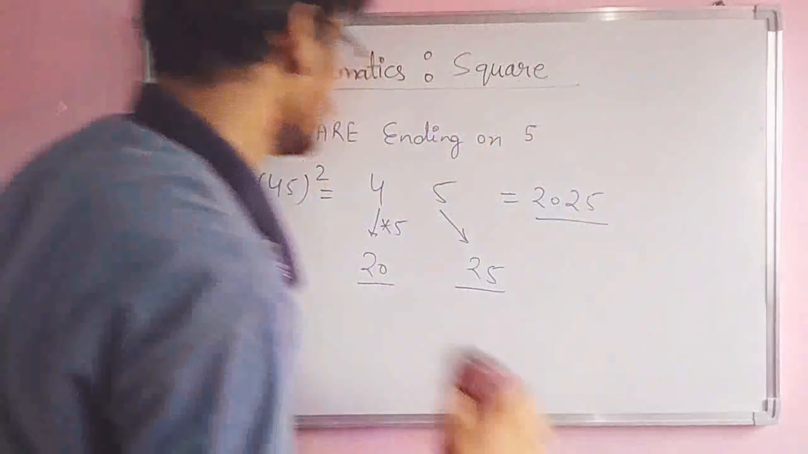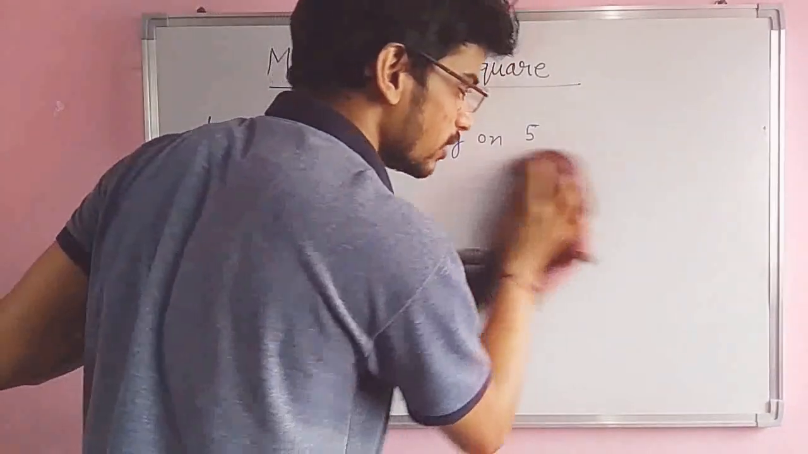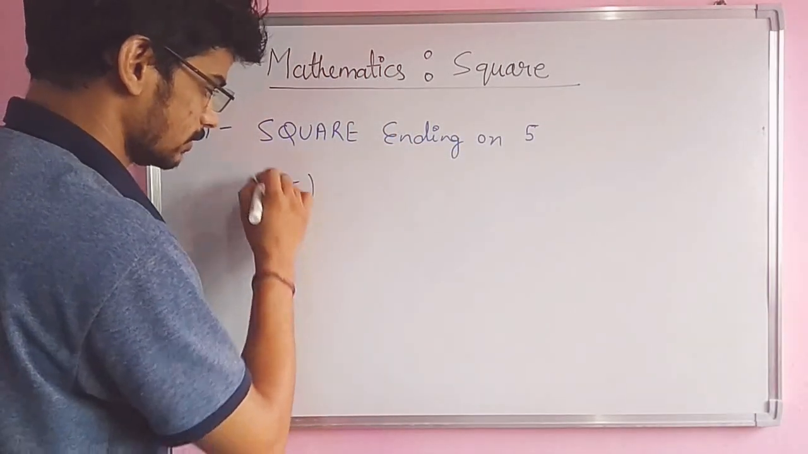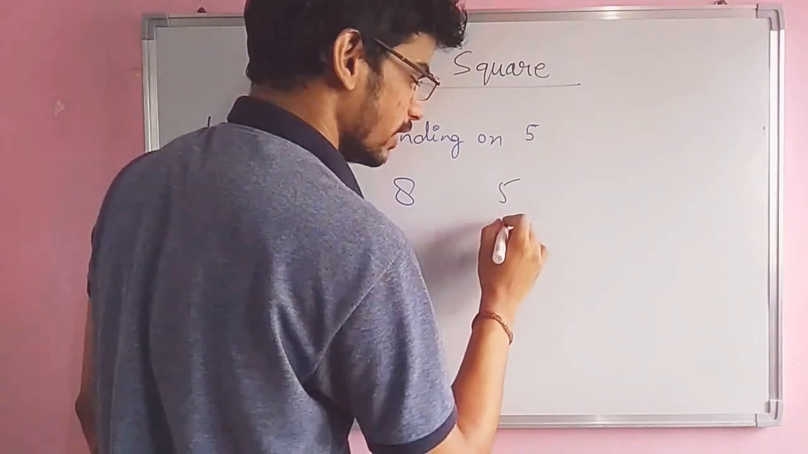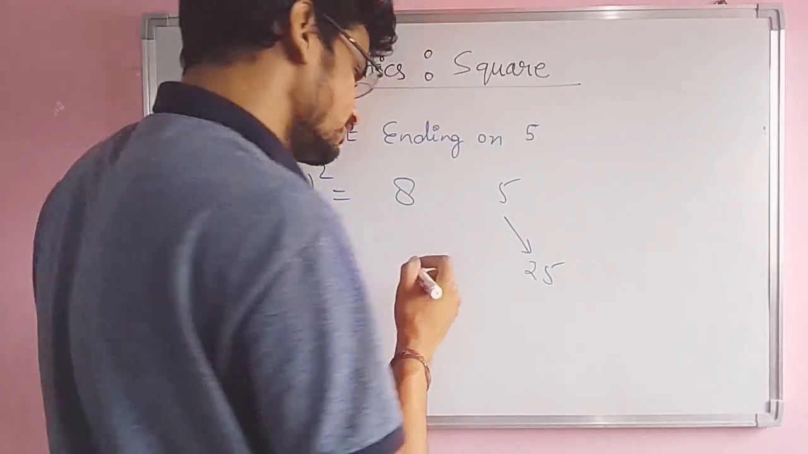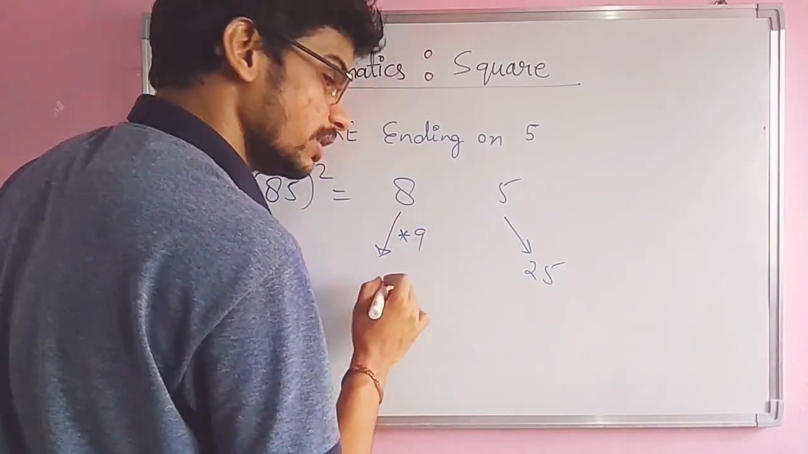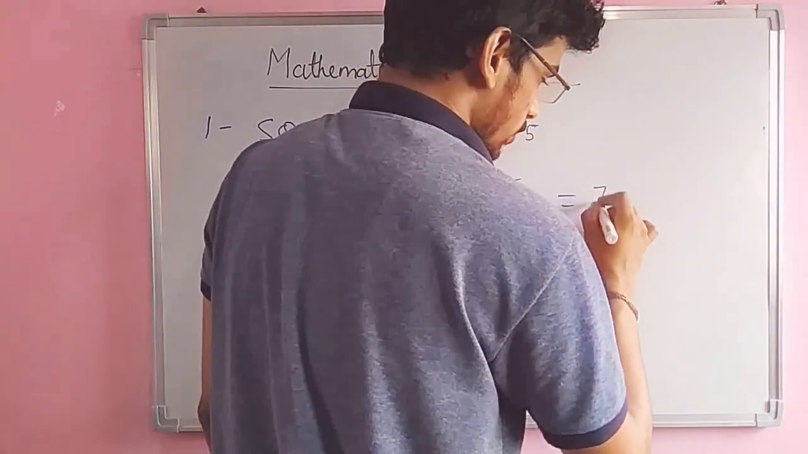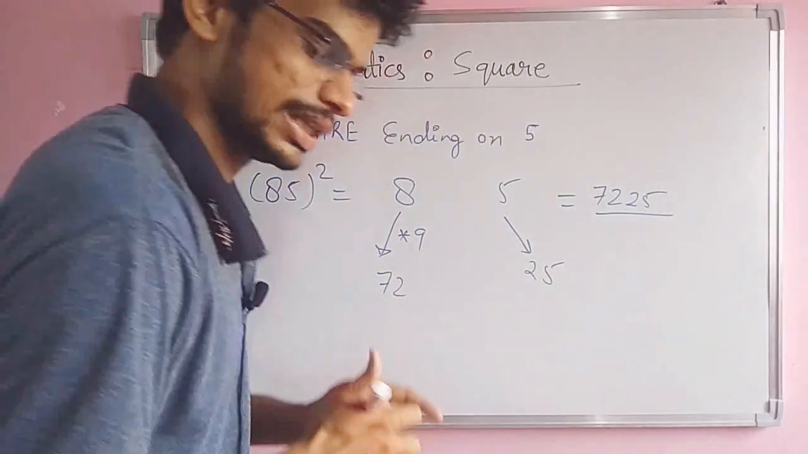Next, if we want to calculate the square of 85, how can we calculate it? Separate the digits 8 and 5. Calculate the square of the last digit, that is 5, that is 25. Multiply the first digit by its successor, that is 72. Combine the digits now. We will get the square of 85, that is 7225.